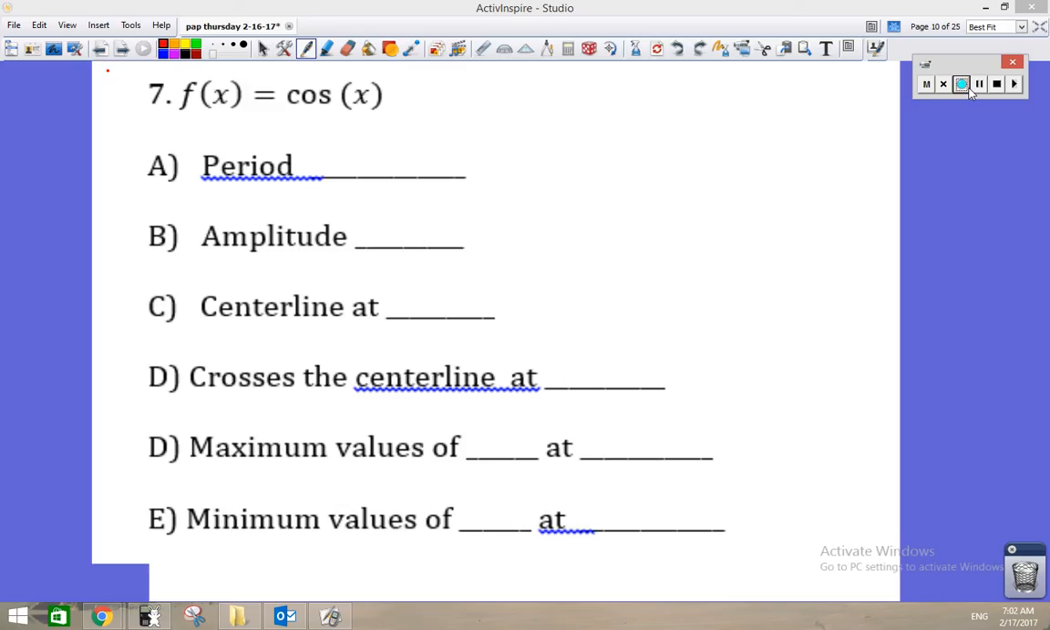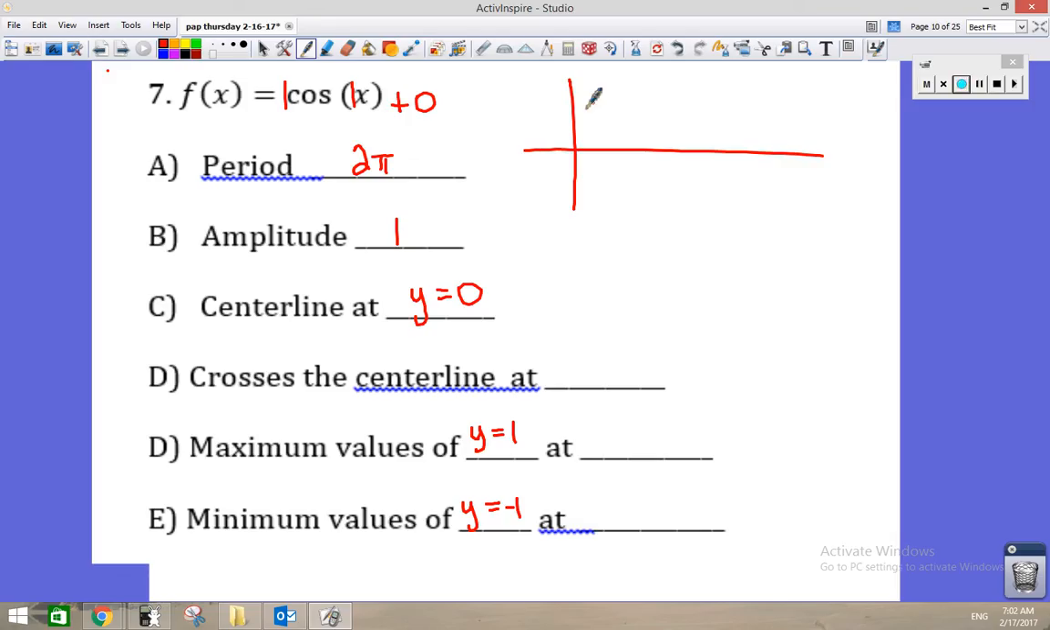We should know the basic properties for cosine. It has a period of 2 pi. It has an amplitude of 1. It has a center line at y equals 0. It has a maximum value of 1 and a minimum value of negative 1. The basic shape is between 1 and negative 1.